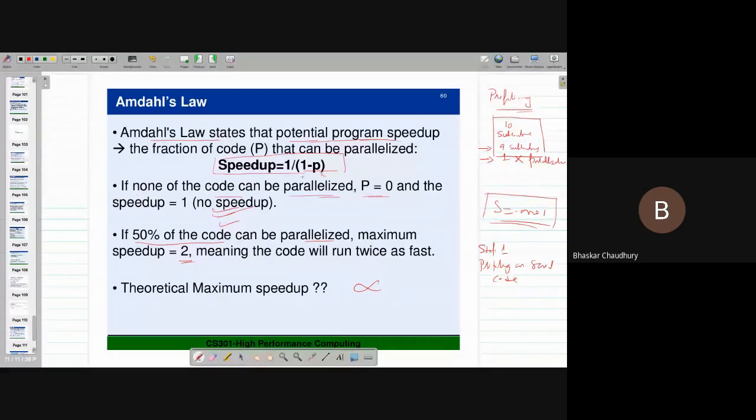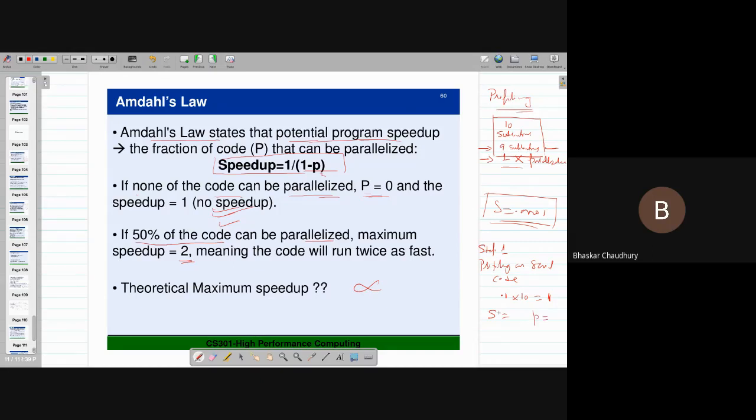So let's say you have figured out that out of 10 subroutines, 9 can be parallelized and one cannot, and now I have a breakup of time. Let's assume each subroutine takes 0.1. So the total is 1. I'm just talking about normalized units. Each one of them is taking 0.1, so the total amount of time is 1. So now I know what is S and what is P.